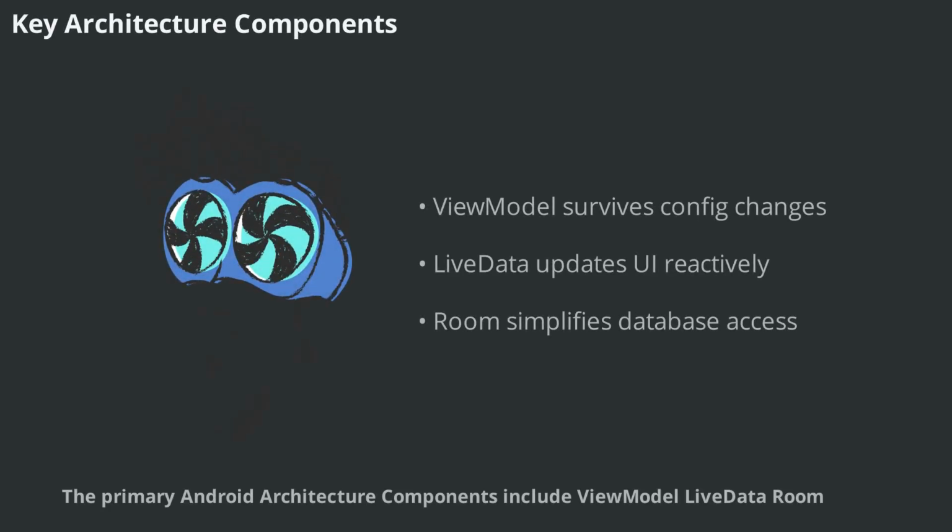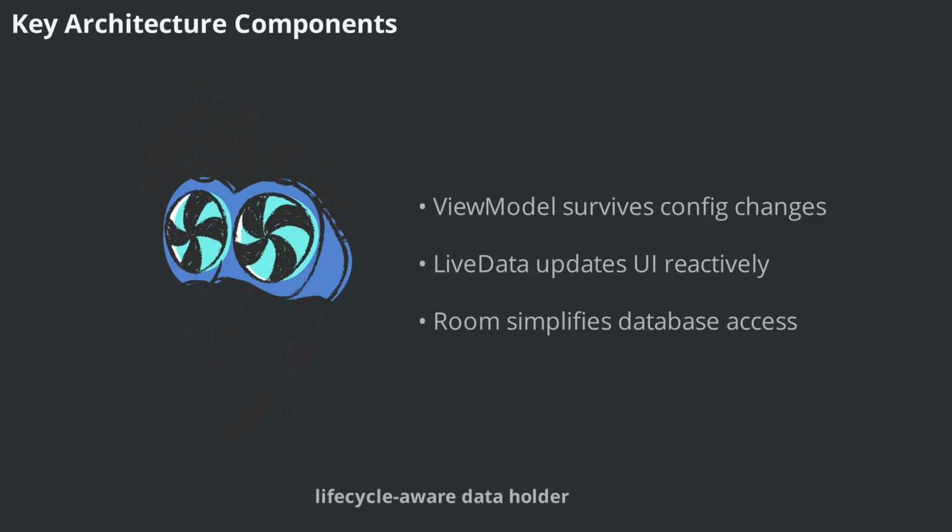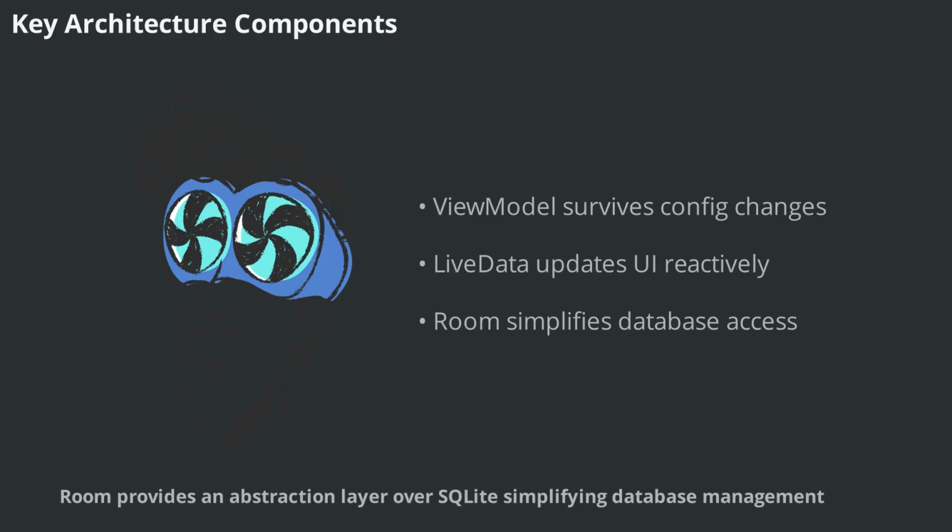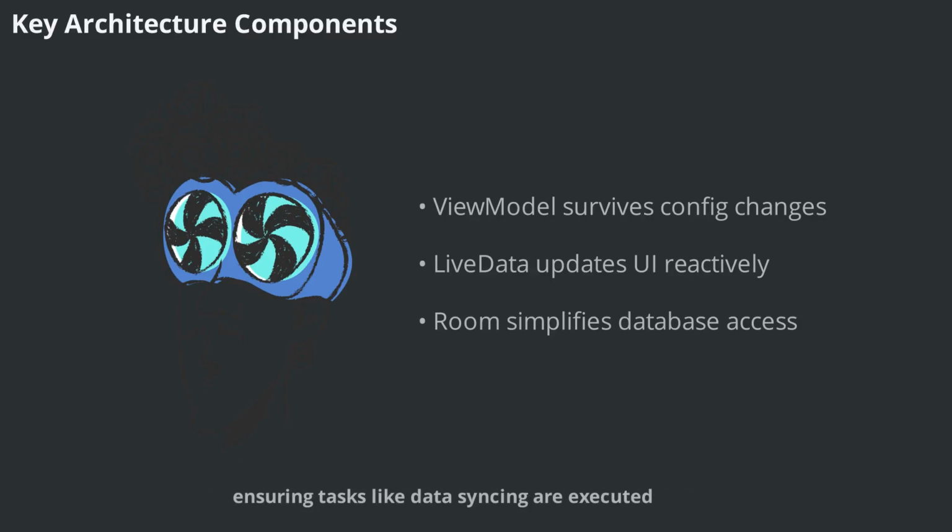Primary Android architecture components include ViewModel, LiveData, Room, Repository, Navigation Component, and WorkManager. ViewModel stores and manages UI-related data in a lifecycle-conscious way, allowing data to survive configuration changes. LiveData is an observable, lifecycle-aware data holder, ensuring UI updates only occur when components are active. Room provides an abstraction layer over SQLite, simplifying database management. Repository acts as a single source of truth for data, while Navigation Component manages complex app navigation. WorkManager handles reliable background task scheduling, ensuring tasks like data syncing are executed.